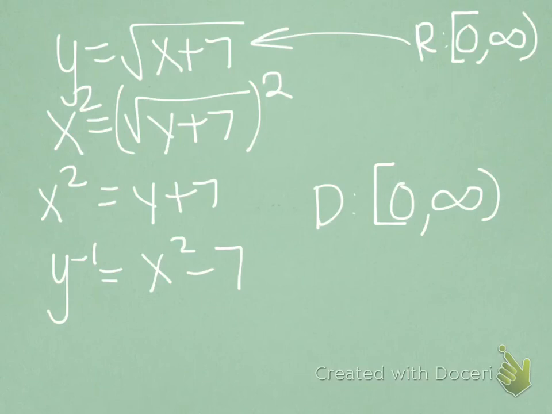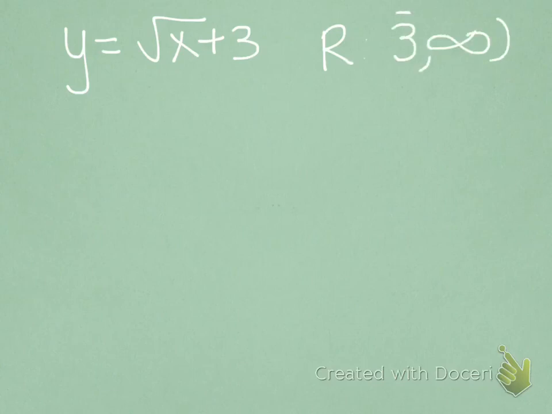I'm just showing you the original range just so you can see the connection between inverses, which is a connection we already know. Okay, our last problem, y equals the square root of x plus 3. So this range, since it's up 3, is going to be 3 to infinity. So let's hope our domain in our inverse is the same.